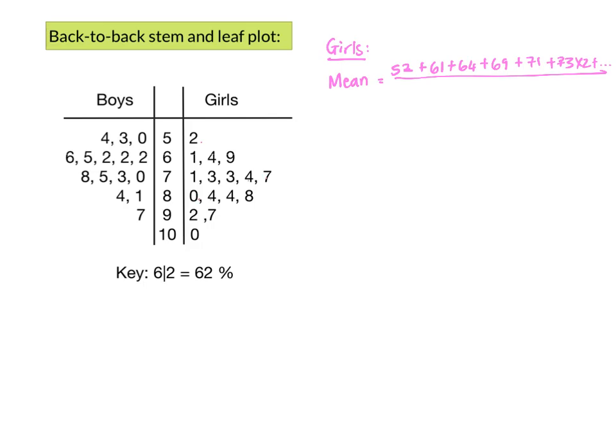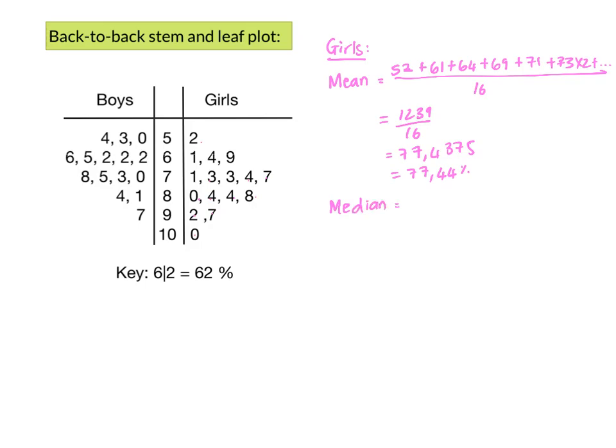When I count them, I get 16. So the total for the sum of the values is 1239 out of 16. And that gives me 77.4375. So to round that to 2 decimal places, I'm going to have 77.44%.